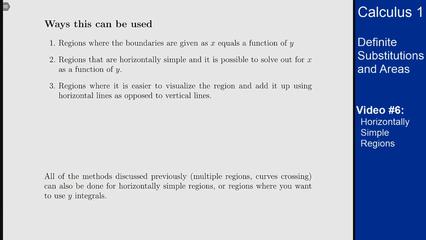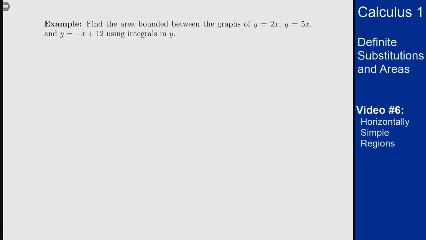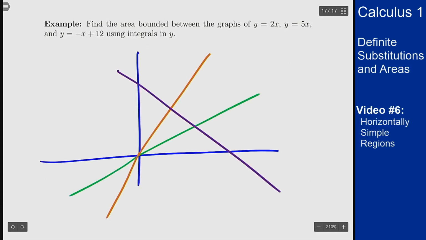Here's the example we did before, but now I want to do it with y integrals instead of x integrals. So it's y equals 2x, y equals 5x, and y equals negative x plus 12. I'll draw the picture here again. And again, we're finding this region here in the middle. And last time we found the intersection points, so I'll just write those down here again.